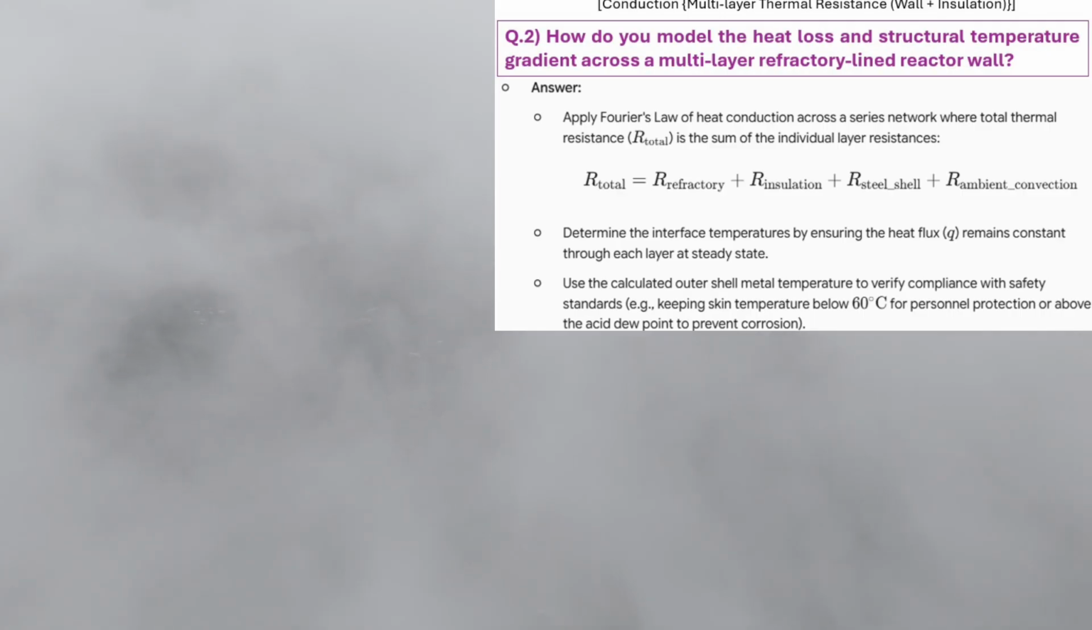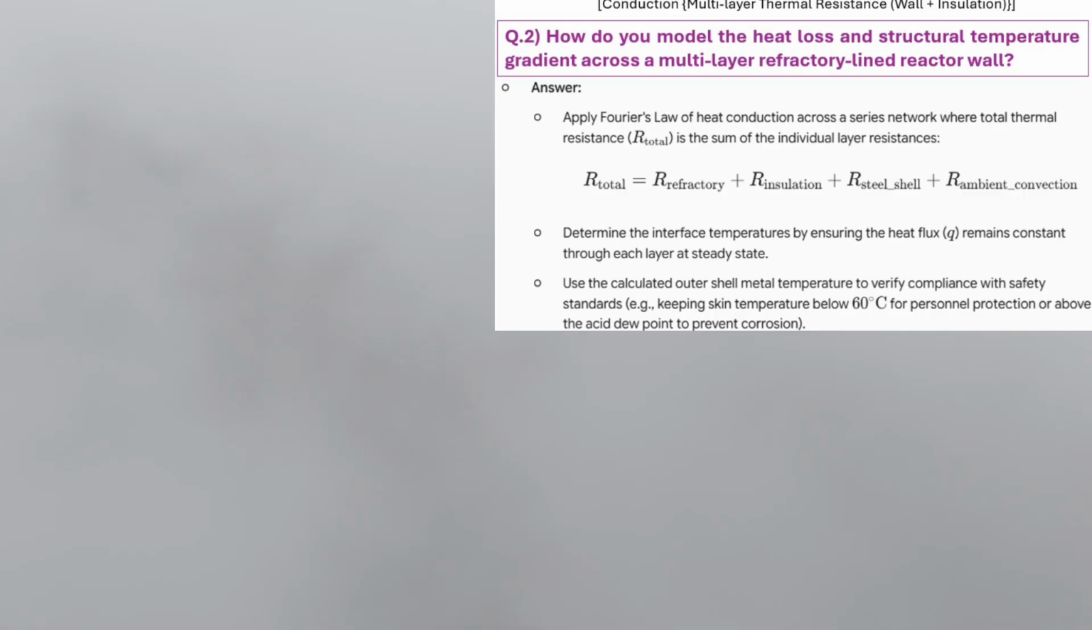First, the outer skin temperature must remain below 60 degrees Celsius for personnel protection. Secondly, and far more critically, the internal steel face must remain definitively above the acid dew point of the process gas. To prevent localized condensation corrosion.